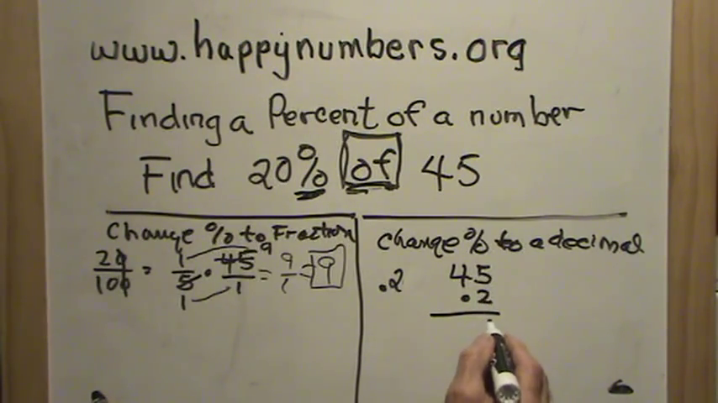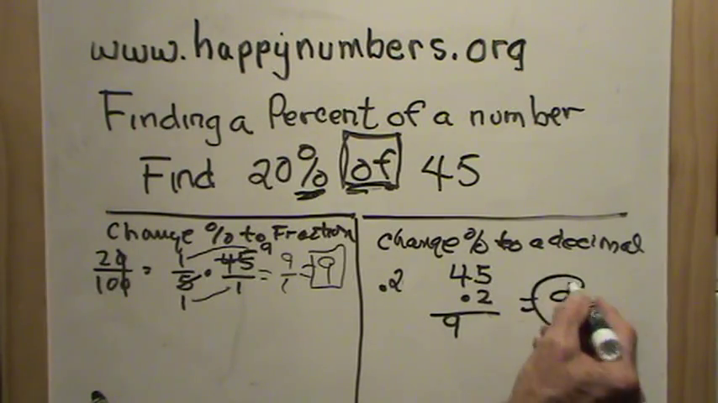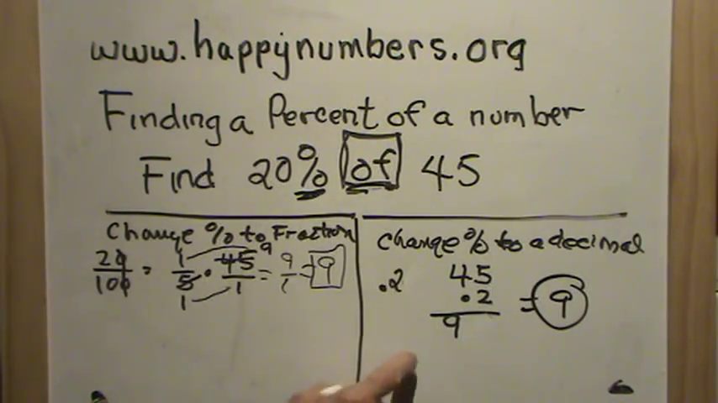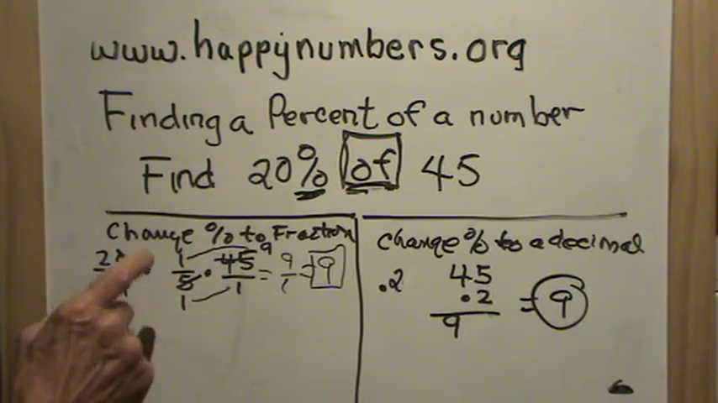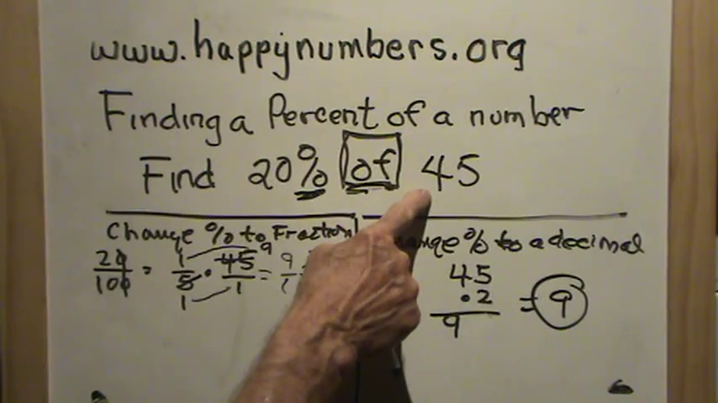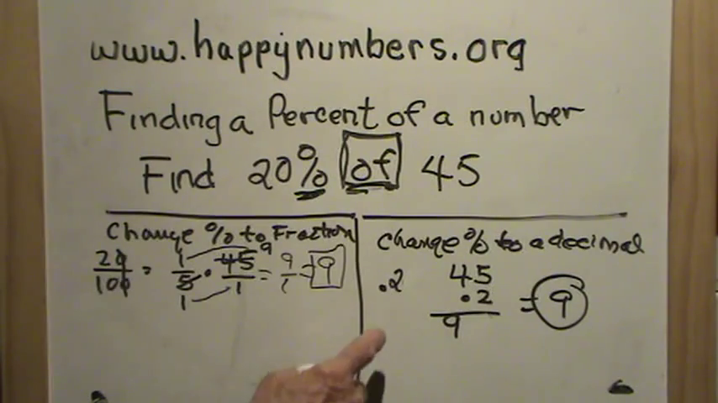2 times 5 is 10. 2 times 4 is 8, and 1 is 9. I have 1 decimal place in my answer, so I put it there. And actually, since my answer is a whole number, I don't need it. So the answer is 9. So 2 different ways of doing the problem. One is to change the percent to a fraction and then multiply the fraction times the number. The other is to change the percent to a decimal and multiply the decimal times the number.